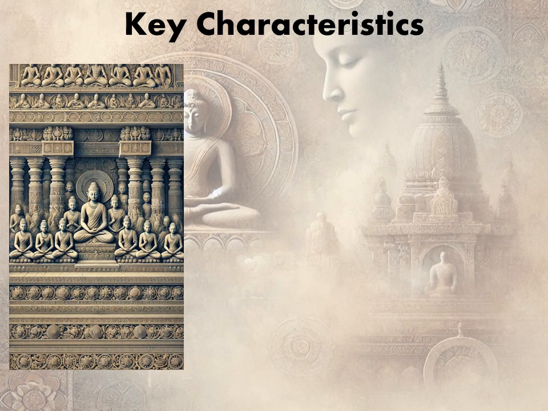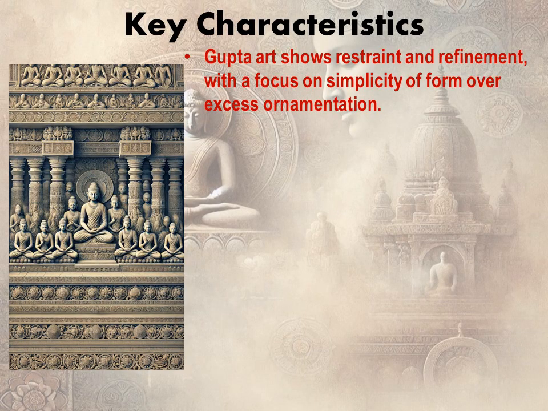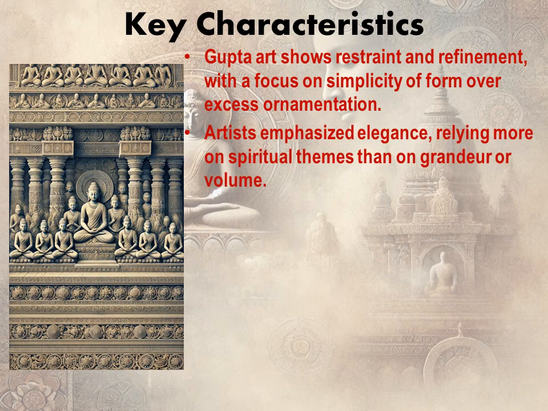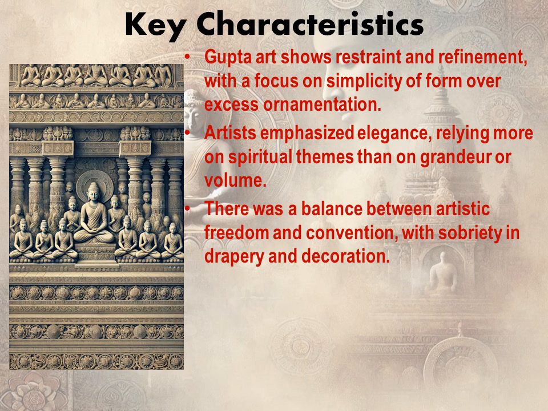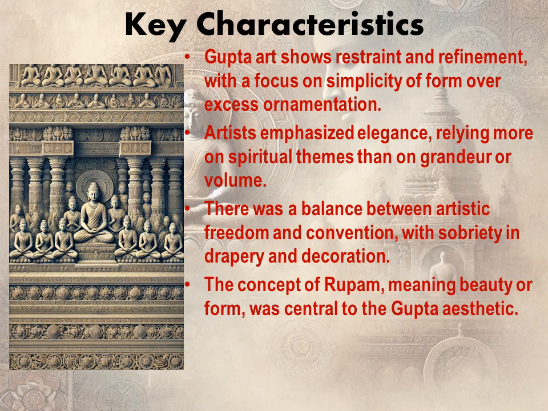Key characteristics. Gupta art shows restraint and refinement with a focus on simplicity of form over excess ornamentation. Artists emphasized elegance, relying more on spiritual themes than on grandeur or volume. There was a balance between artistic freedom and convention, with sobriety in drapery and decoration.